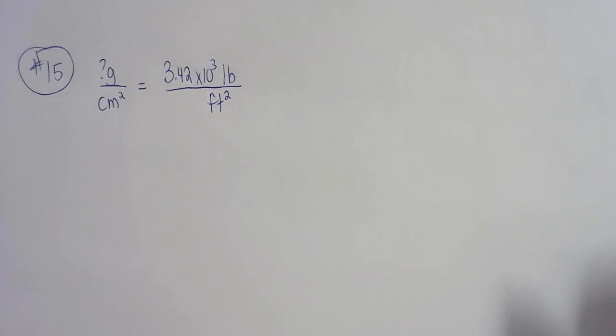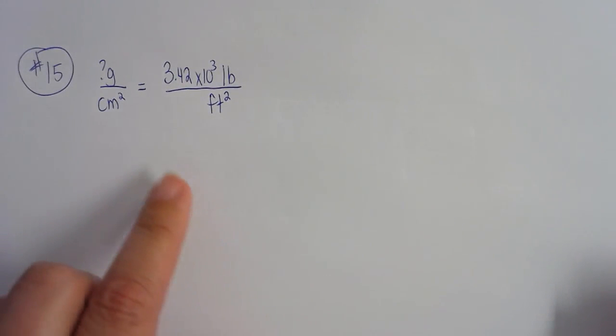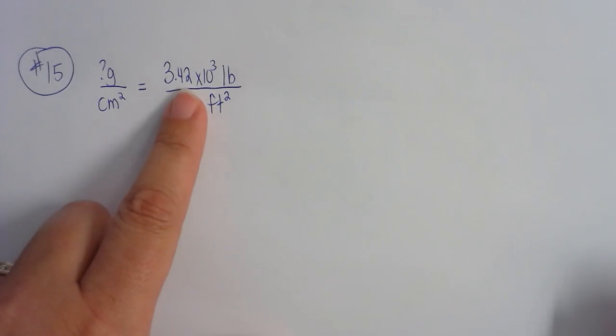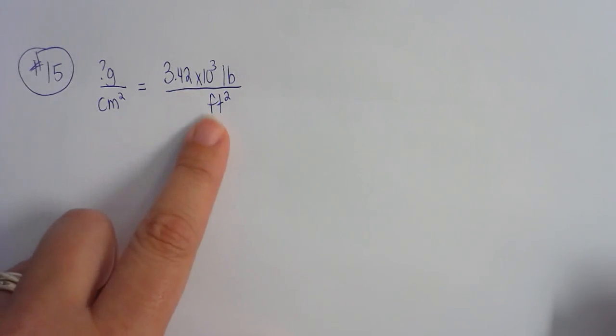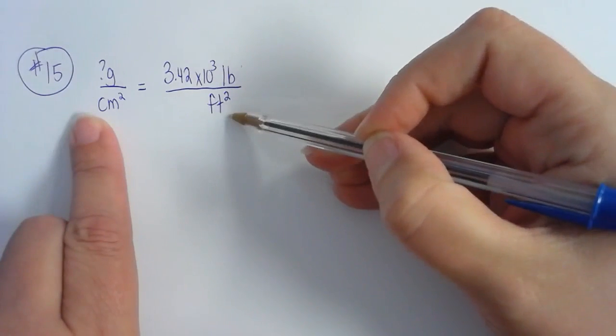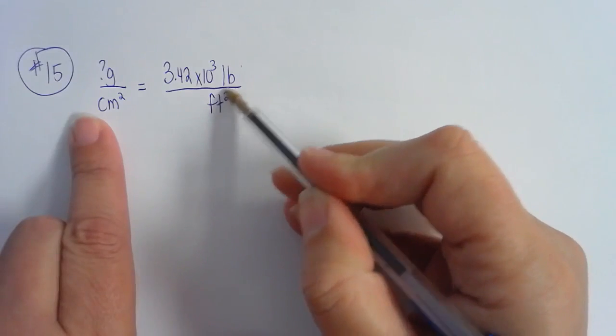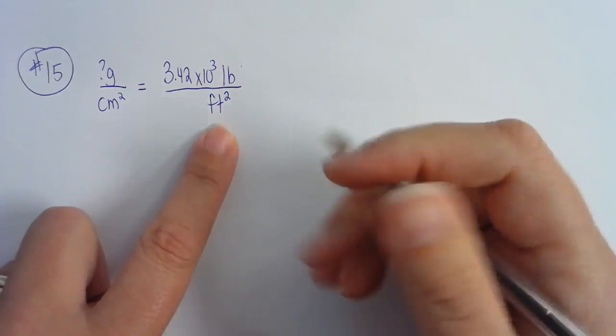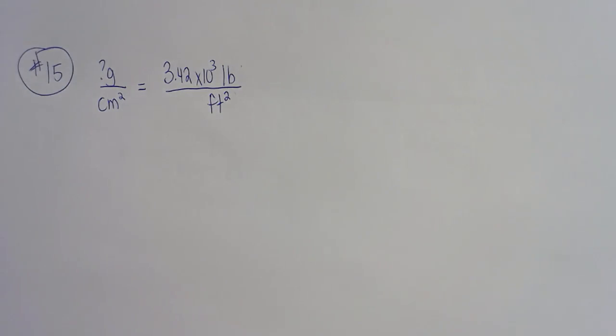World's worst problem. You ready? So we're taking 3.42 times 10 to the third pounds over foot squared, and we're going to change it into grams over centimeter squared. We have a complex unit, a unit over top of a unit, and you have a square. This could be no worse. You can't get any worse than what I'm going to show you.